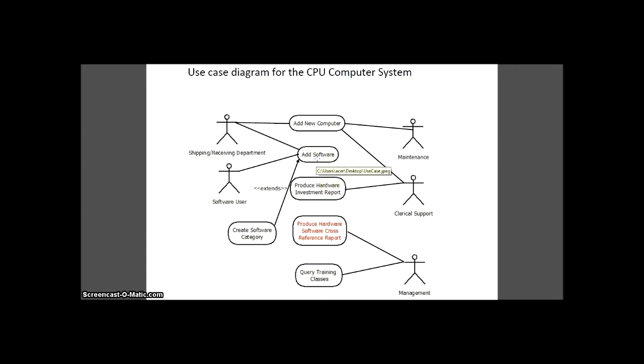As you can see, the use case add software extends to the use case create software category because it is optional for the user to create a software. Now, we'll go to the management, which is involved in query training classes and producing the hardware software cross-reference report.